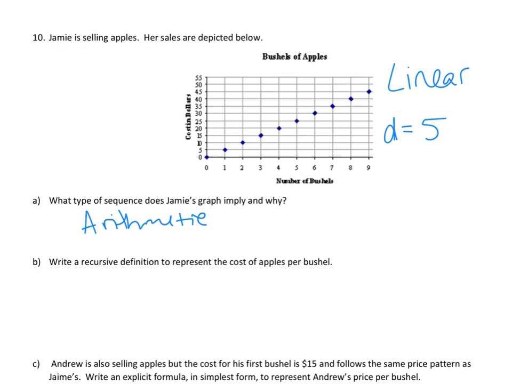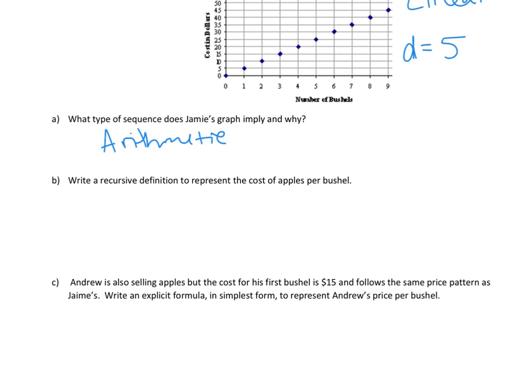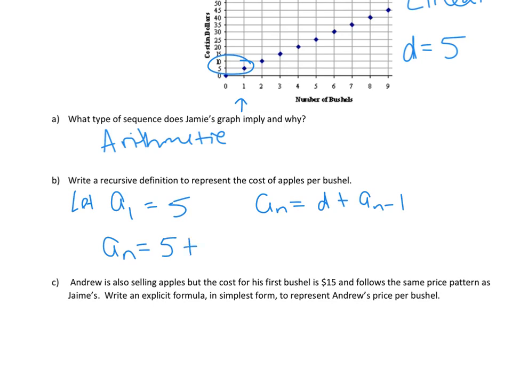It's adding something constantly, and it's always 5. Write a recursive definition to represent the cost of apples per bushel. Well, because it's arithmetic, I'm going to say my let statement. Let A1 equal, if you look at the graph, A1 is 5 apples. And I need to fill in my AN equals D plus AN minus 1. And that will be AN equals D, which is 5, plus AN minus 1.